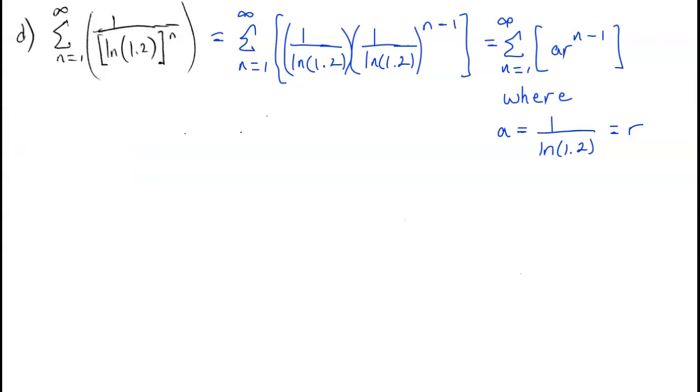All right, so to finish this particular problem up, we know that we have a geometric series here, and all that we need to do is determine if this number R here, which is the same as A in this case, is in between -1 and 1. And so if you think about it, we know that natural log of 1 is 0. So natural log of 1.2 is just going to be a little bit past 0.